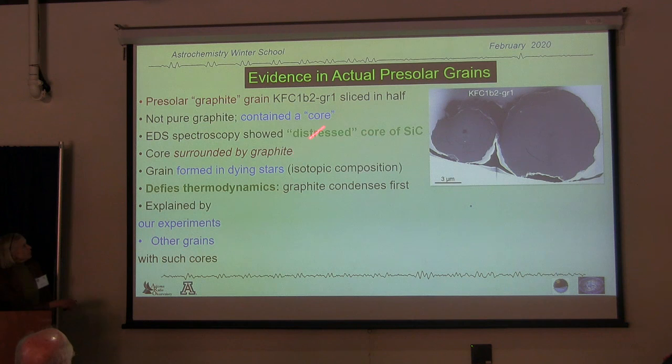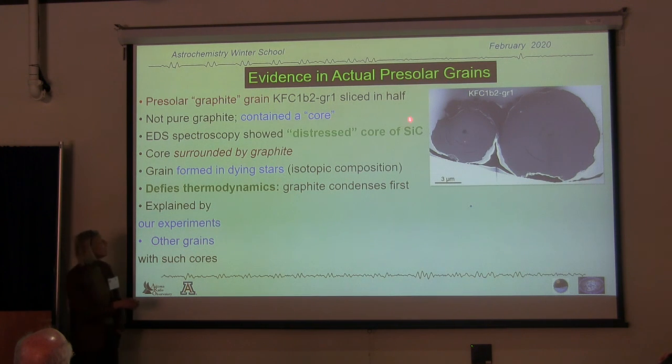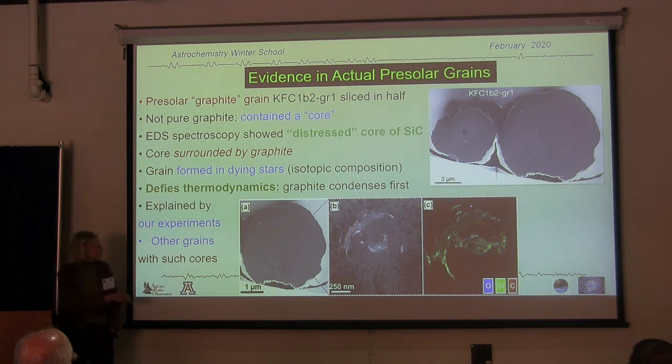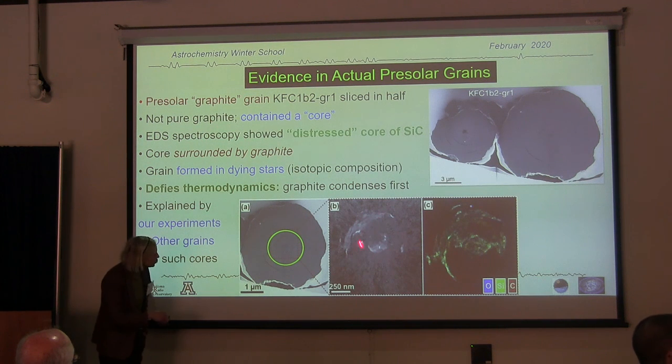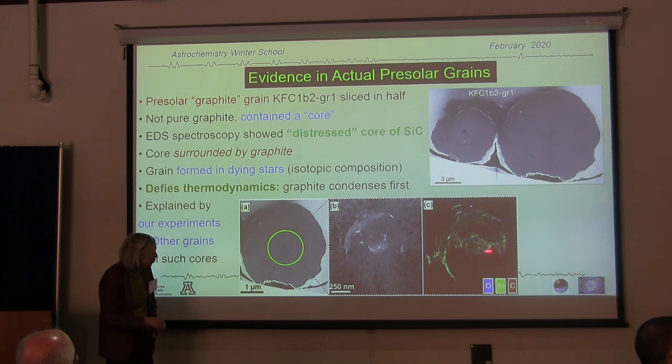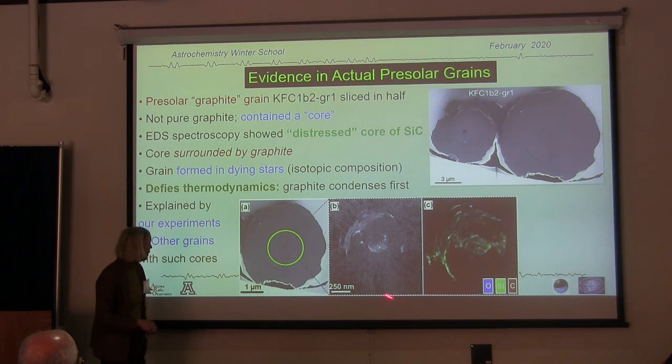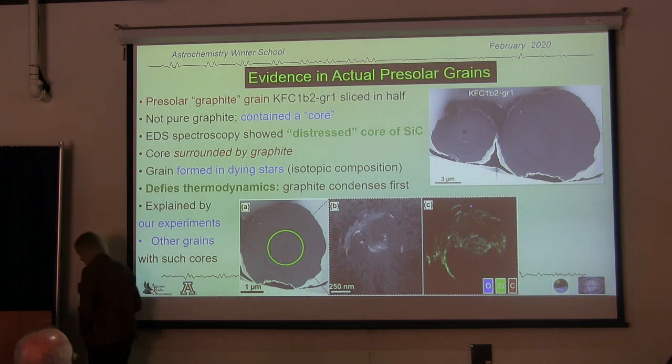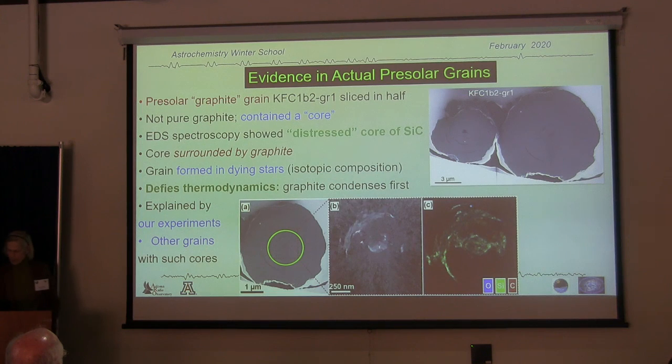And there's also evidence of this process seen in actual pre-solar grains. One of our collaborators was studying a so-called graphite grain. When he sliced it in half, he found a distressed silicon carbide core. And so here's the grain. If you look in the center, which is blown up here, you can see this sort of distressed region. And this is an EDS map, and the green is the silicon, the carbon's in red, and that's the center of the grain here. So the grain has a silicon carbide core surrounded by carbon graphite. And that's just a pre-solar grain extracted from a meteorite.